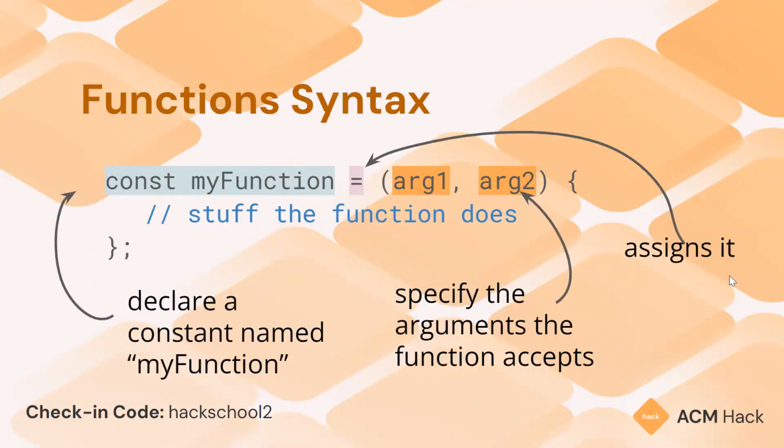So the syntax for functions is kind of like this. You have const, let's just use const, right? So you have the name of your function. I just called it myFunction over here. And then you have the equal sign that assigns it. On the left side is your declaration of the function called myFunction. And then you have the equal sign to assign that function to these arguments. So you're going to have argument 1 and argument 2. And then you have your curly braces, and inside the curly braces is whatever the function does.